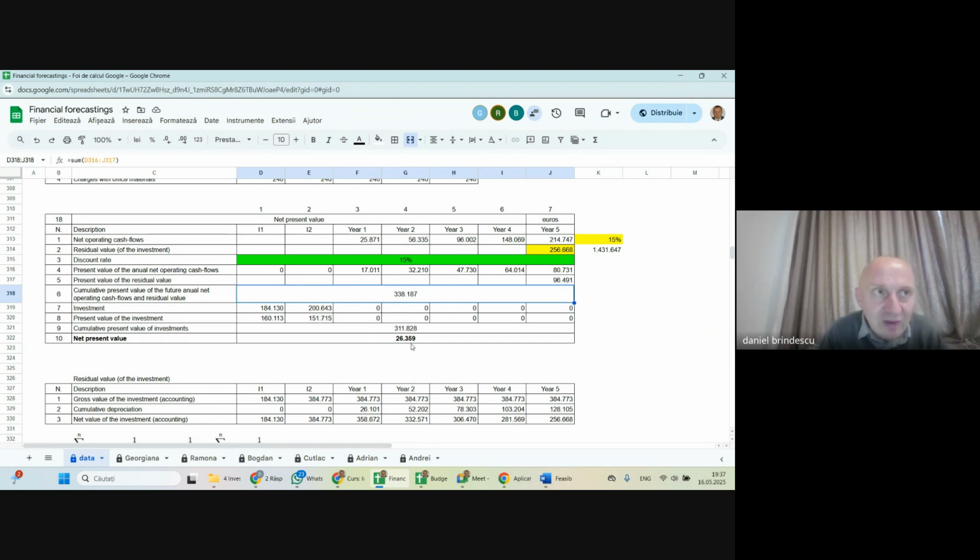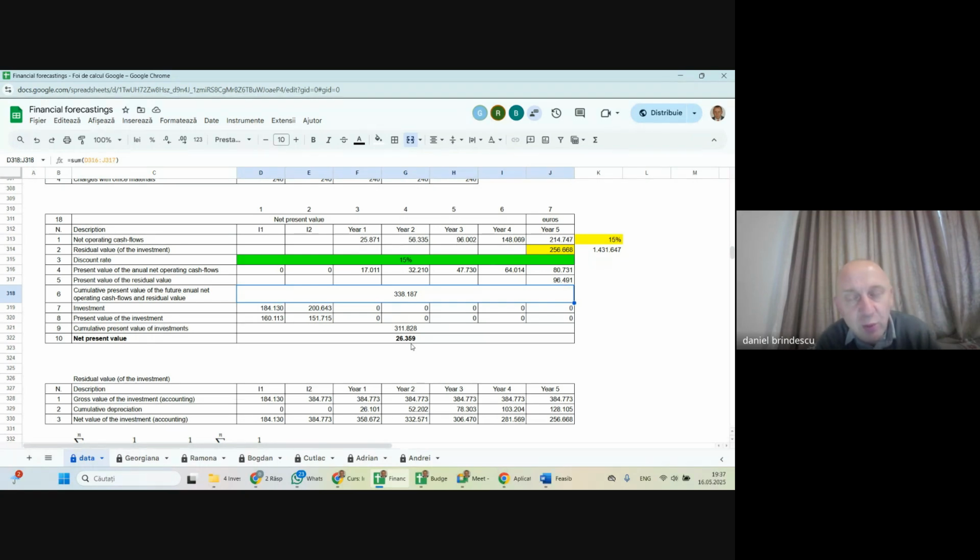If the net present value is positive, more than 0, as it is in my case, 26,000 euros, it means that I would be getting my capital back from the future gains. I would get my 15% annual return and something extra. So basically, the return of the investment would be greater than 15%. Of course, the decision would be to do the investment.